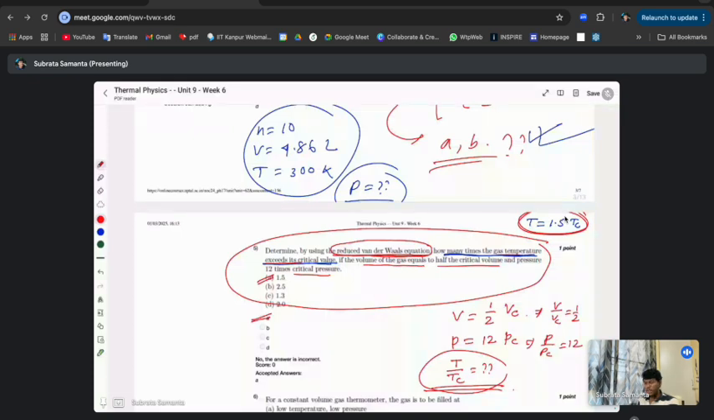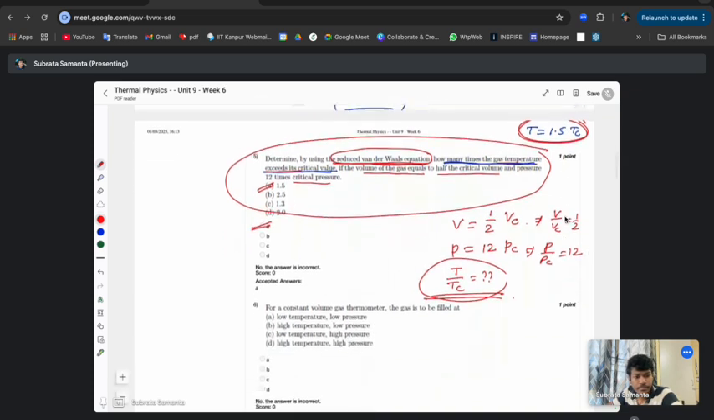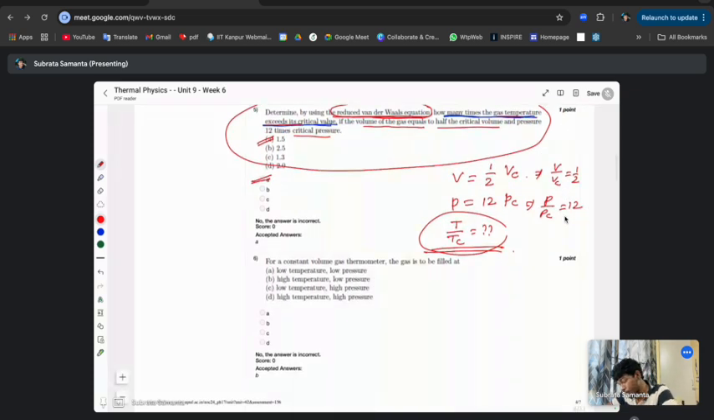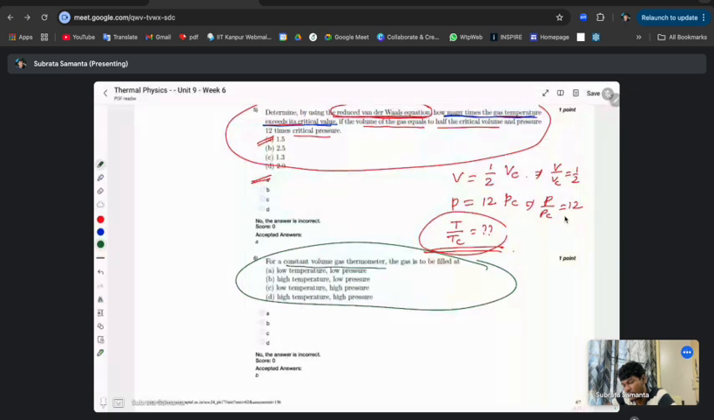Okay, so then I will move to the next one. So basically problem number 6. In this problem, for a constant volume gas thermometer, the gas is to be filled at low temperature, low pressure; high temperature, low pressure; low temperature, high pressure; or high temperature, high pressure. Okay, so there is nothing to do with just a statement. So for a constant volume gas thermometer, yeah.